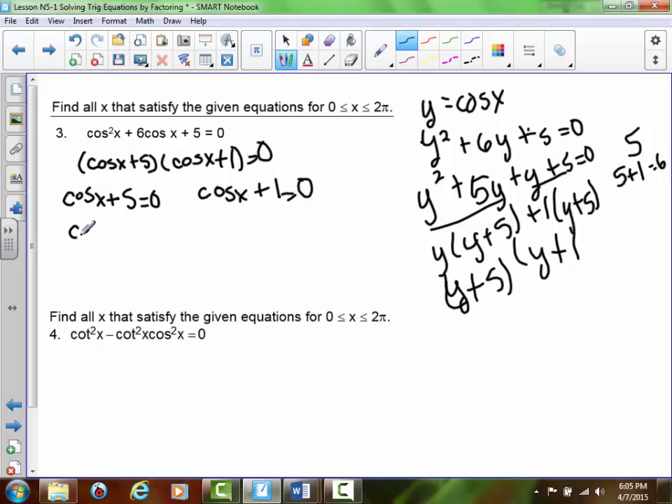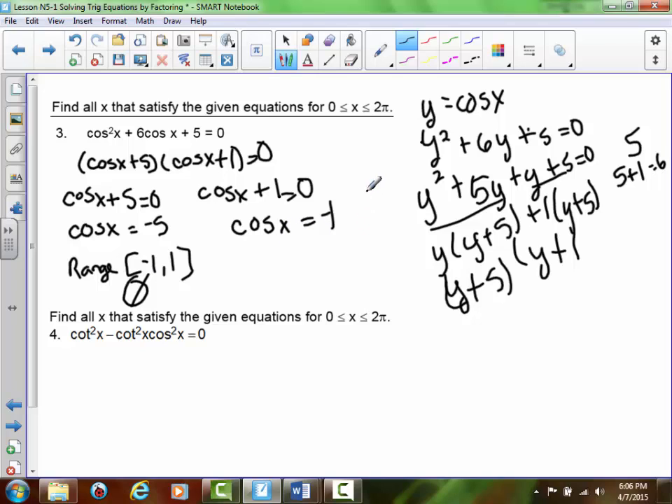So cosine x equals negative 5. Cosine x equals negative 1. Okay, so where does cosine equal negative 5? Well, it doesn't, right? Because remember, our range for cosine is from negative 1 to 1. So this never happens.